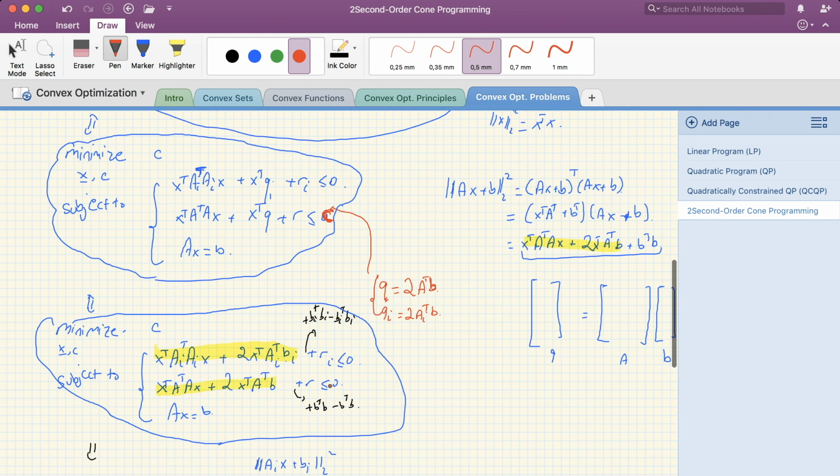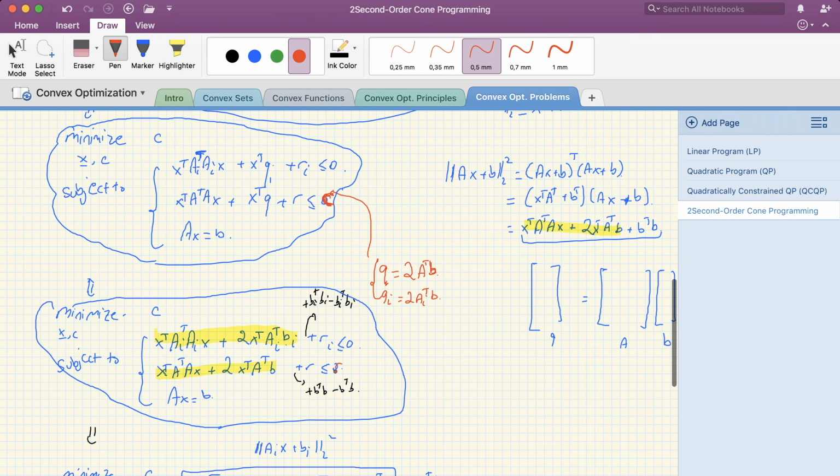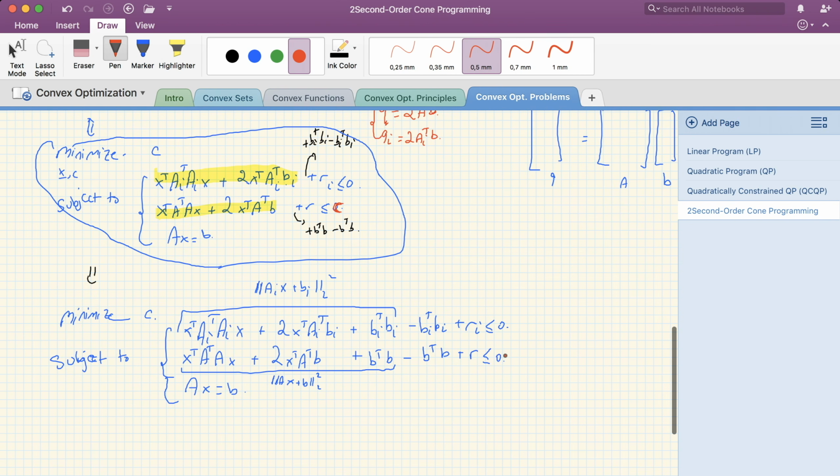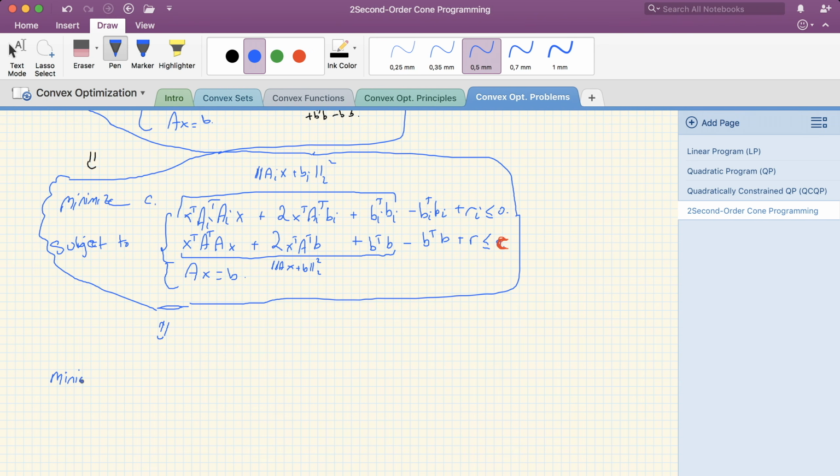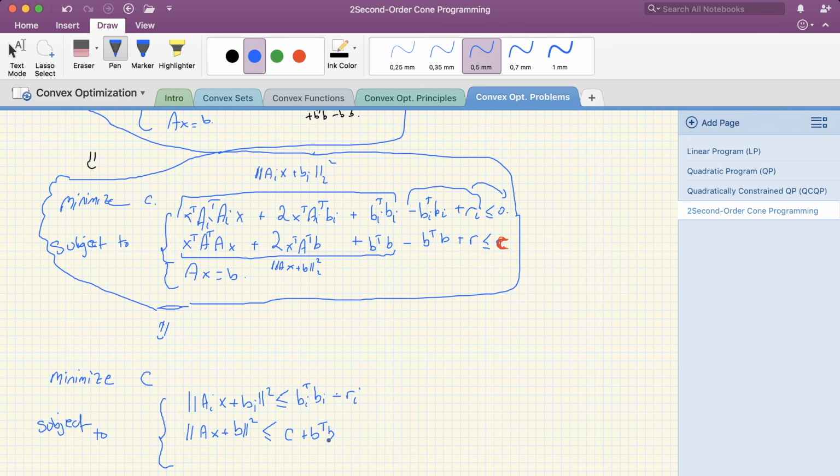It's not a 0. So it's this guy, and as well, right here. Okay? So now we're going to rewrite this with the norms. Minimize C. I'm going to get those two on the right-hand side. That being said, I'm going to have Bi transpose Bi minus ri, then the norm Ai x + Bi squared less than C plus B transpose B minus r, and the affine Ax equals B, right?